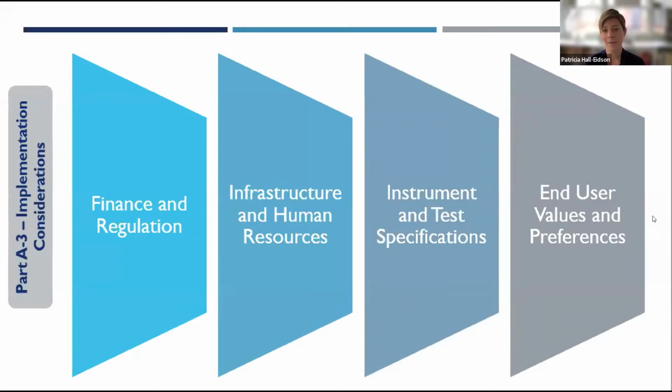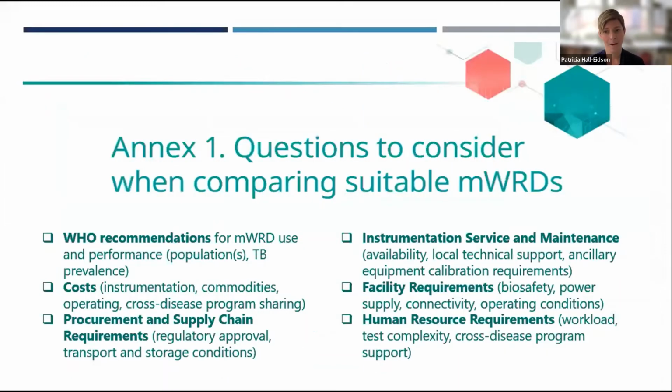And this is not the first place, but an important place to stop and mention the importance of community-based organizations, as well as patient advocacy and support groups as stakeholders in this process. And these considerations are then well supported by the manual's annexes, which, even though they're listed as annexes, should not be overlooked. Annex 1 provides users with a list of questions to consider when comparing their suitable mWRDs for selection.